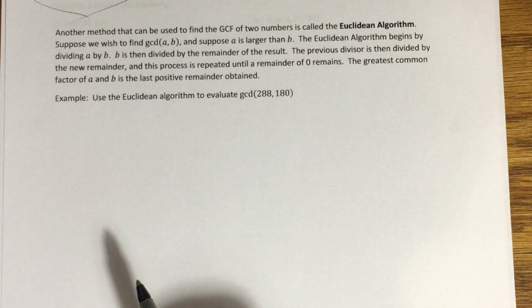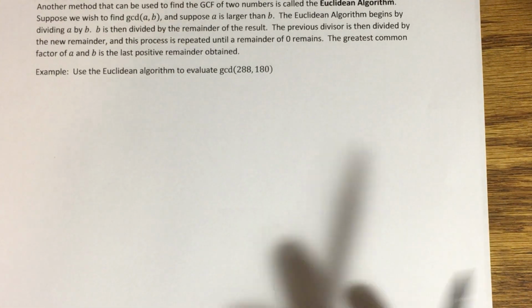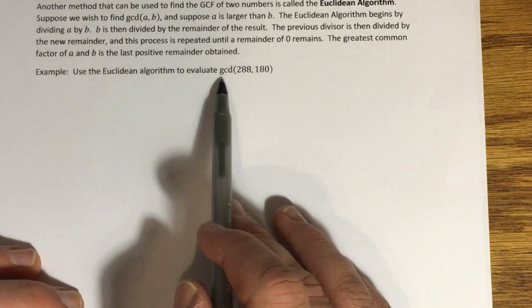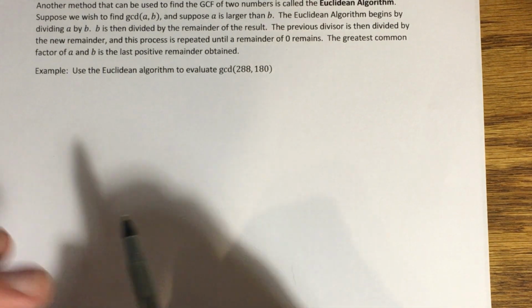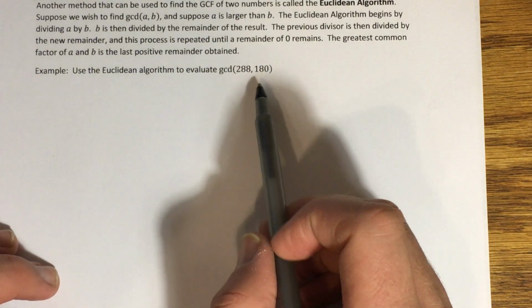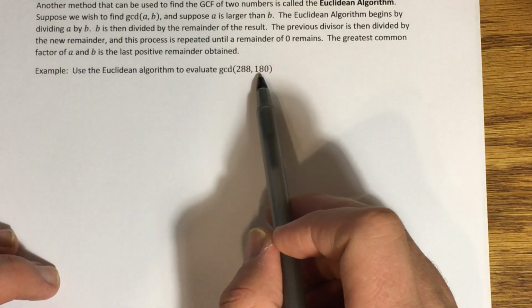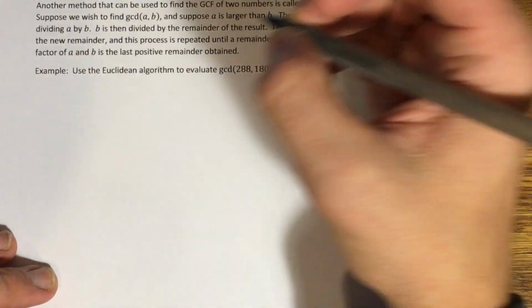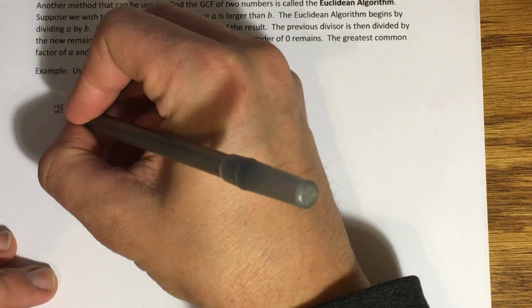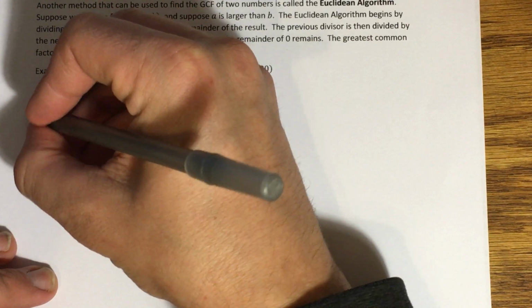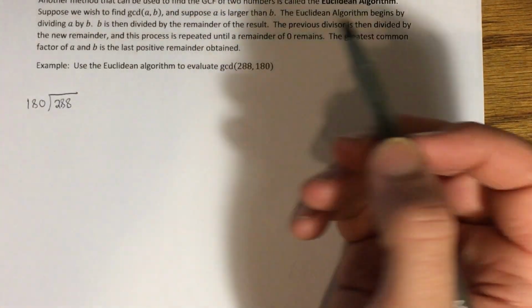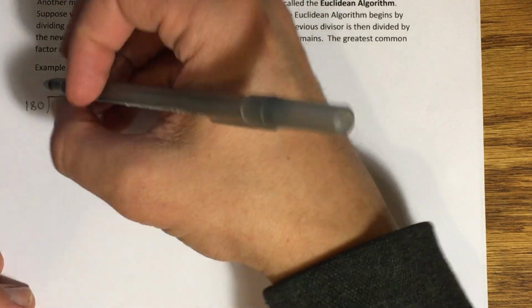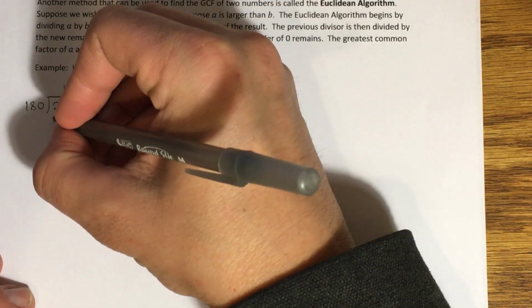It's very difficult to keep track of all those steps explaining it this way, so we need to see an example. We're going to use the Euclidean algorithm to evaluate the greatest common divisor of 288 and 180. And the very first thing we do is we divide the larger number by the smaller number. So I'm going to divide 288 by 180. Okay? And so 180 goes into 288 only once. 2 times 180 is 360. That's too big. So we're going to get a 1, and then I subtract.